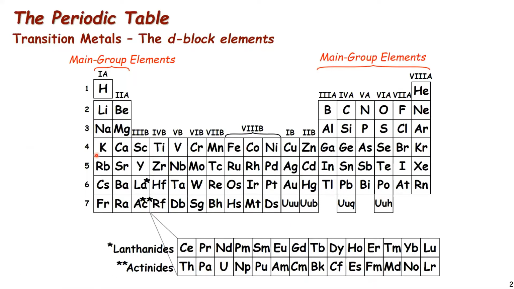We've talked a lot about the main group elements. They're fairly easy to predict because their electronic structures are so predictable. The chemistry of the main group elements is pretty straightforward. However, the transition metals, these here, and of course the inner transition metals, which are down here, are much more complex.